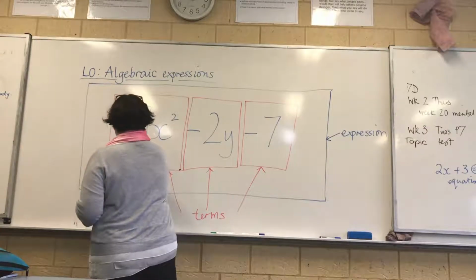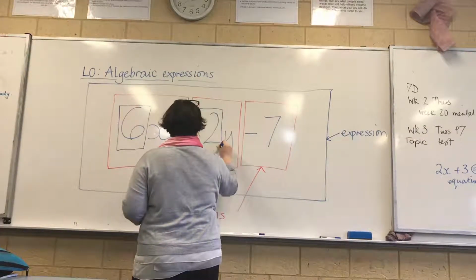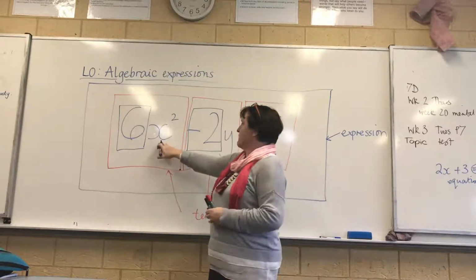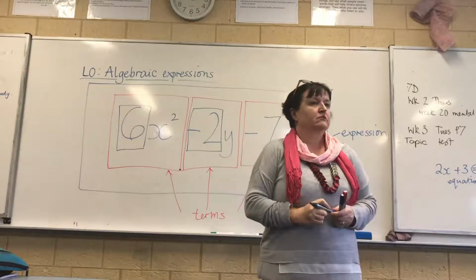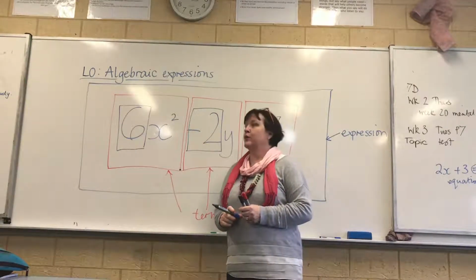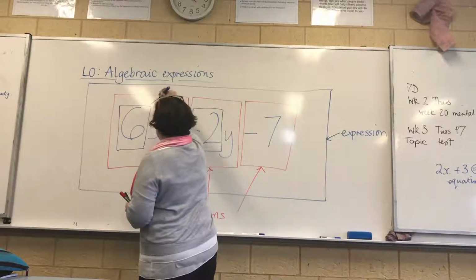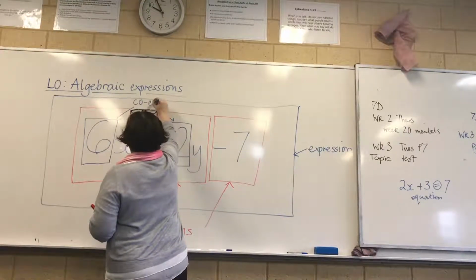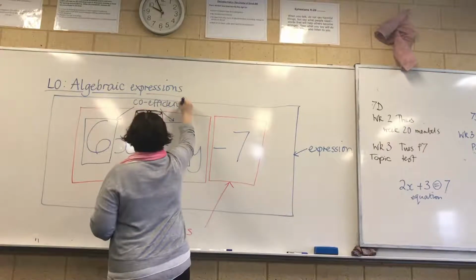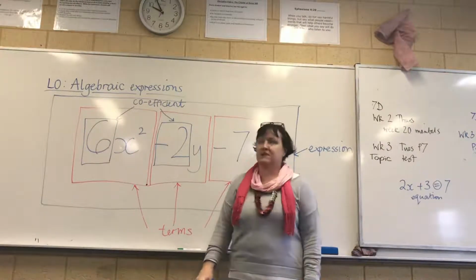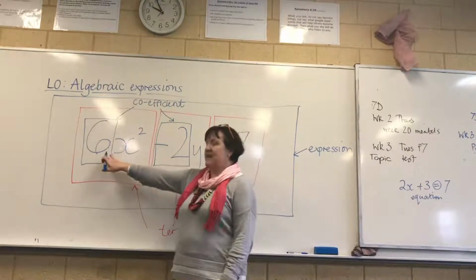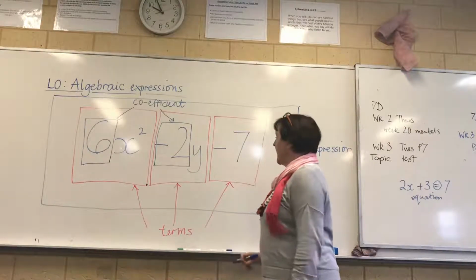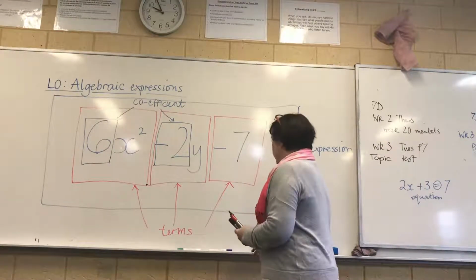We've got the 6 here, and we've got the negative 2 there. Now, does anyone know what those numbers are called when they are in front of the letter? Coefficients, that's right. So, any number that goes in front of a letter is called a coefficient. And the coefficients here are 6 and negative 2. Really important that you have that negative bit.